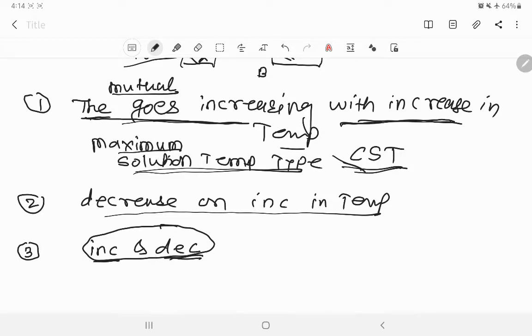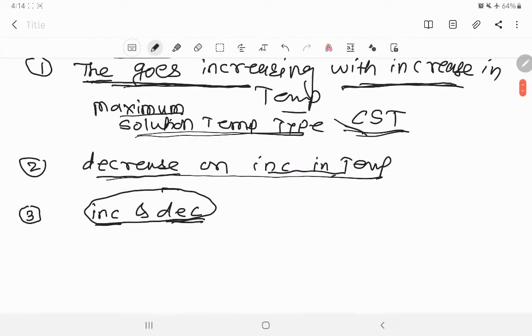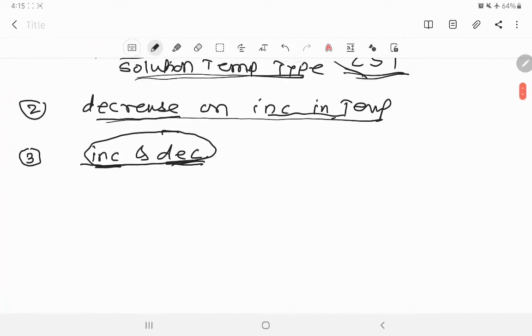Depending on the mutual solubility, there are three types of solution. The first type is the pair whose mutual solubility goes on increasing with increasing temperature. The second type is the pair whose mutual solubility decreases on increasing temperature. And the third type is the liquid pairs whose mutual solubility increases as well as decreases on increasing temperature. Okay, let us consider them one by one.